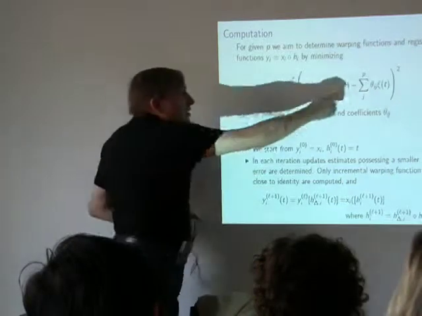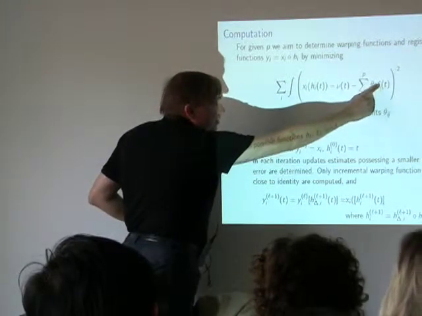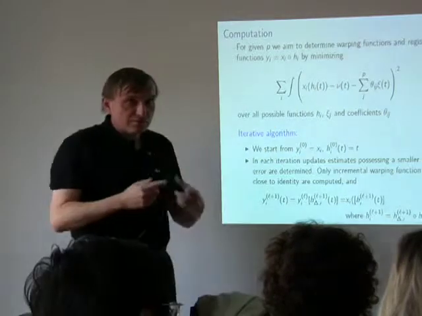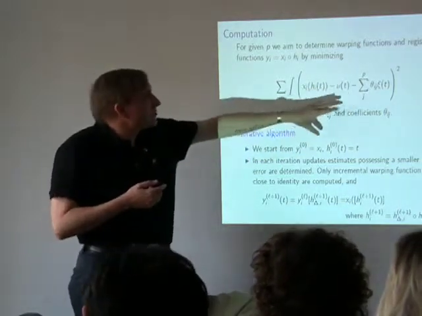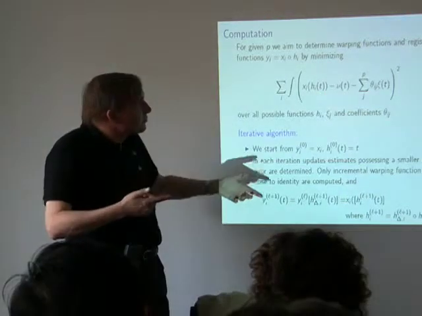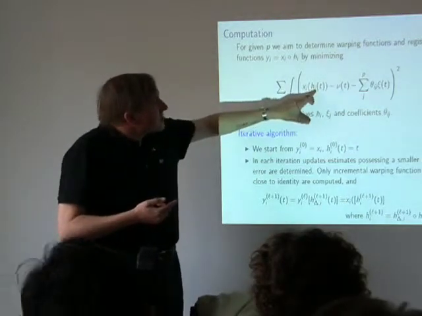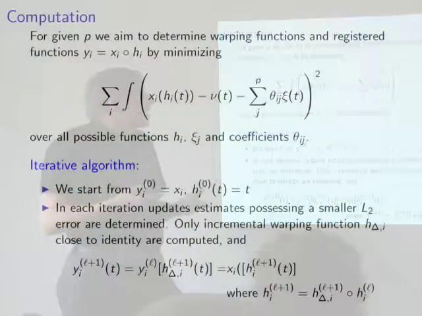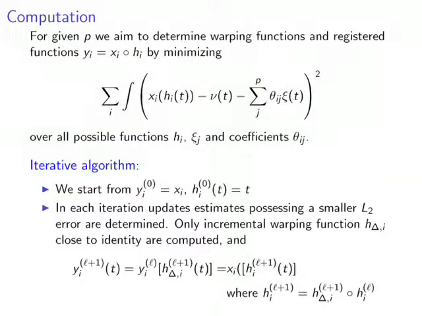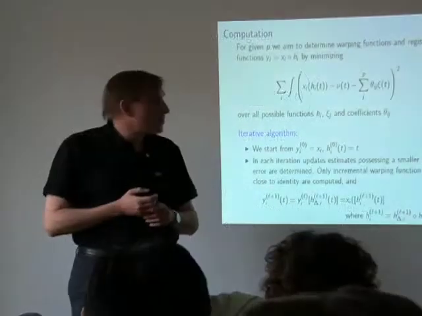So we determine at the same time theta, nu, and h, just by trying to get the smallest differences. We try to find a registration procedure, the h_i, such that after registration the registered curves are described by the least possible amount of basis functions, the least possible principal components. Here's a description of the algorithm, which I don't think I have a lot of time to discuss in detail.